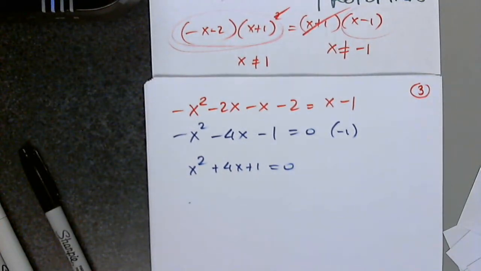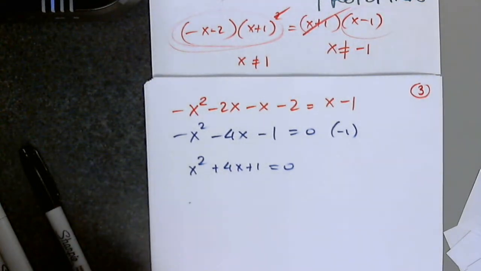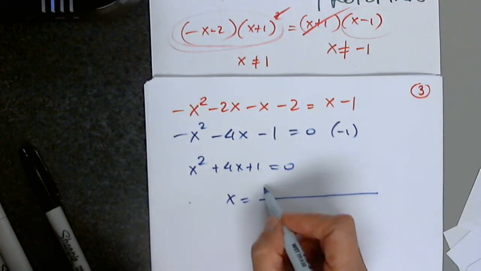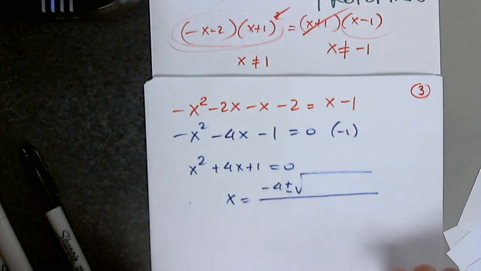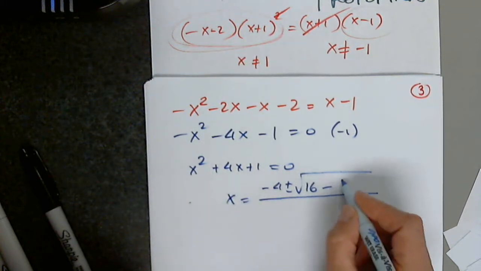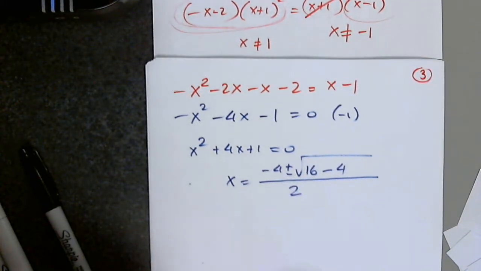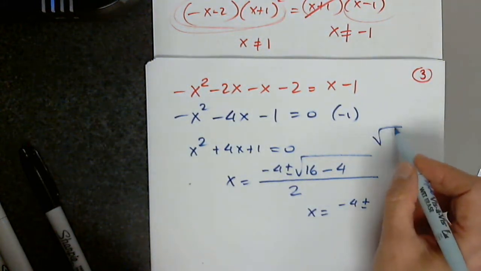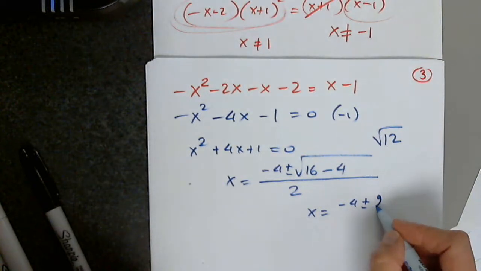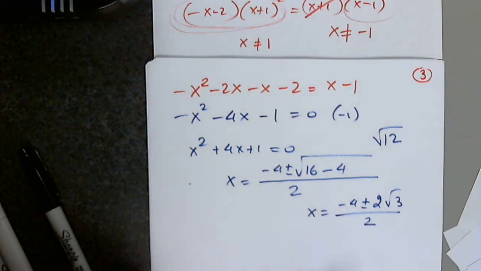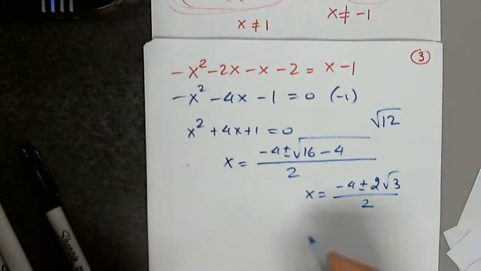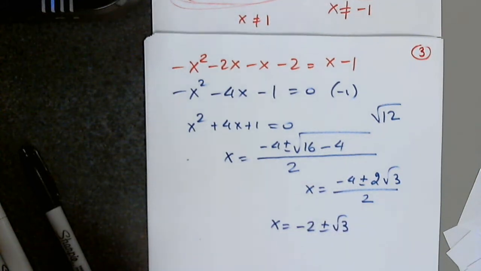I could use my poly feature in my 86, but let's use the quadratic formula, negative b plus or minus the square root of b squared minus 4ac, divided by 2a, only because we want exact answers. So x equals negative 4 plus or minus, if you remember, the square root of 12 is 4 times 3, so it will be 2 square root of 3, divided by 2. I will factor out the 2 and simplify, or separate the fraction, and the final answer is negative 2 plus or minus the square root of 3.